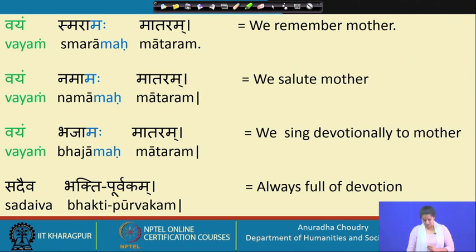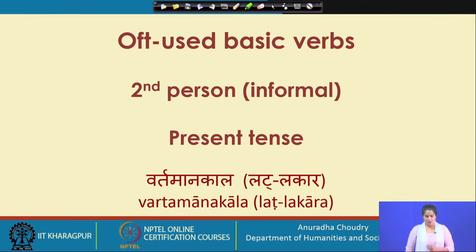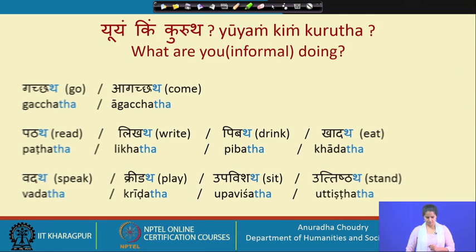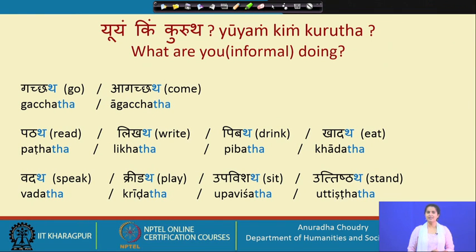So I hope you got that song nicely now. Now let's look at what happens to the second person informal. The singular of that is tvam, and the plural will become kim kurutha. So tvam kim karoshi becomes yuyam kim kurutha. Now tvam gacchasi, yuyam gachatha.